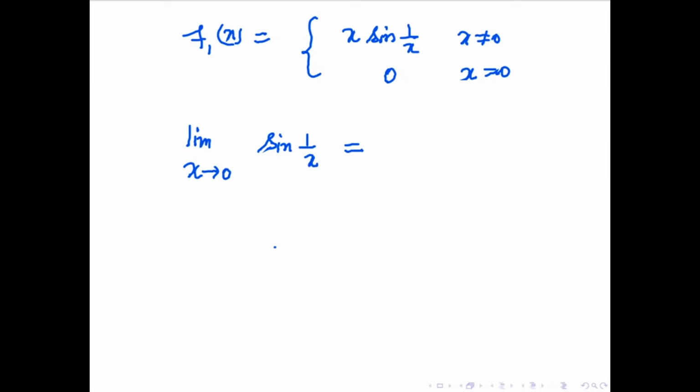Between -1 to 1. So what will be the limit? The limit doesn't exist. Between -1 to 1, doesn't exist. So the answer is it will not exist, because if it exists, it is a unique number. It cannot have more than one value. The limit is always unique. So how to prove that this limit doesn't exist?